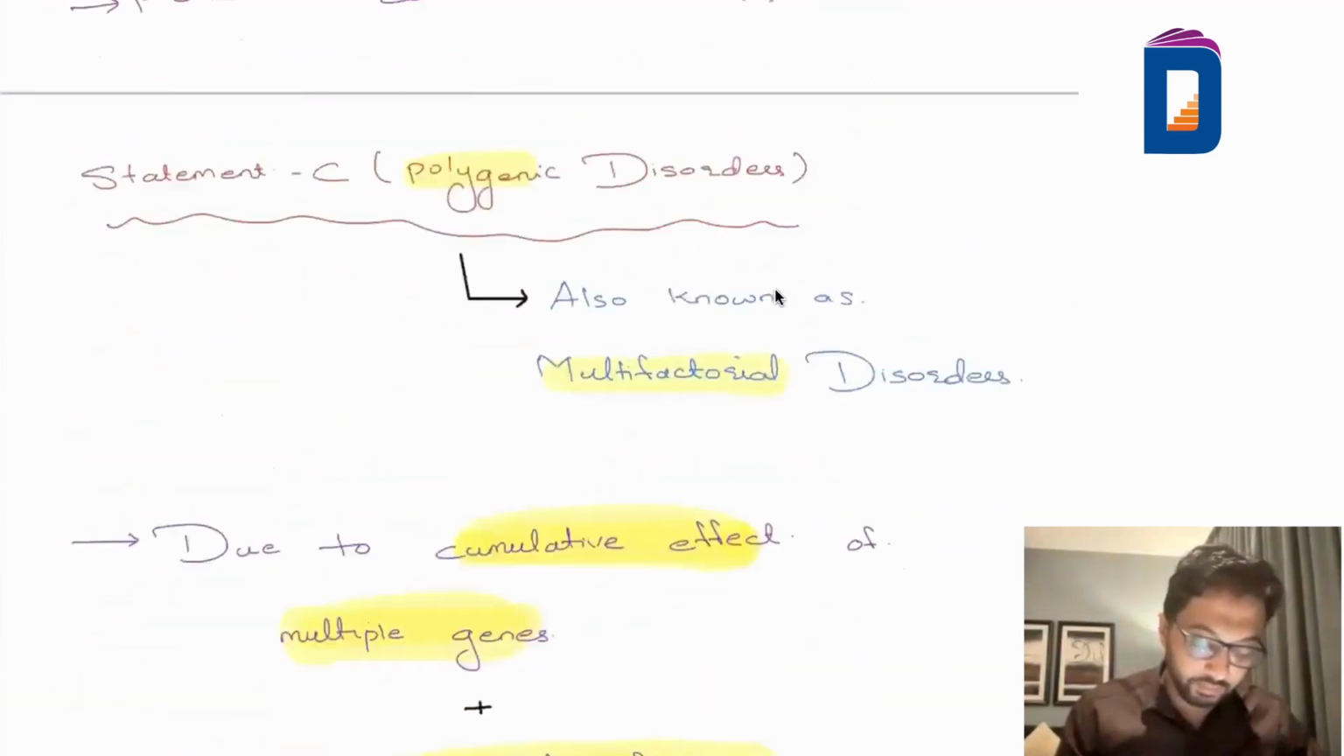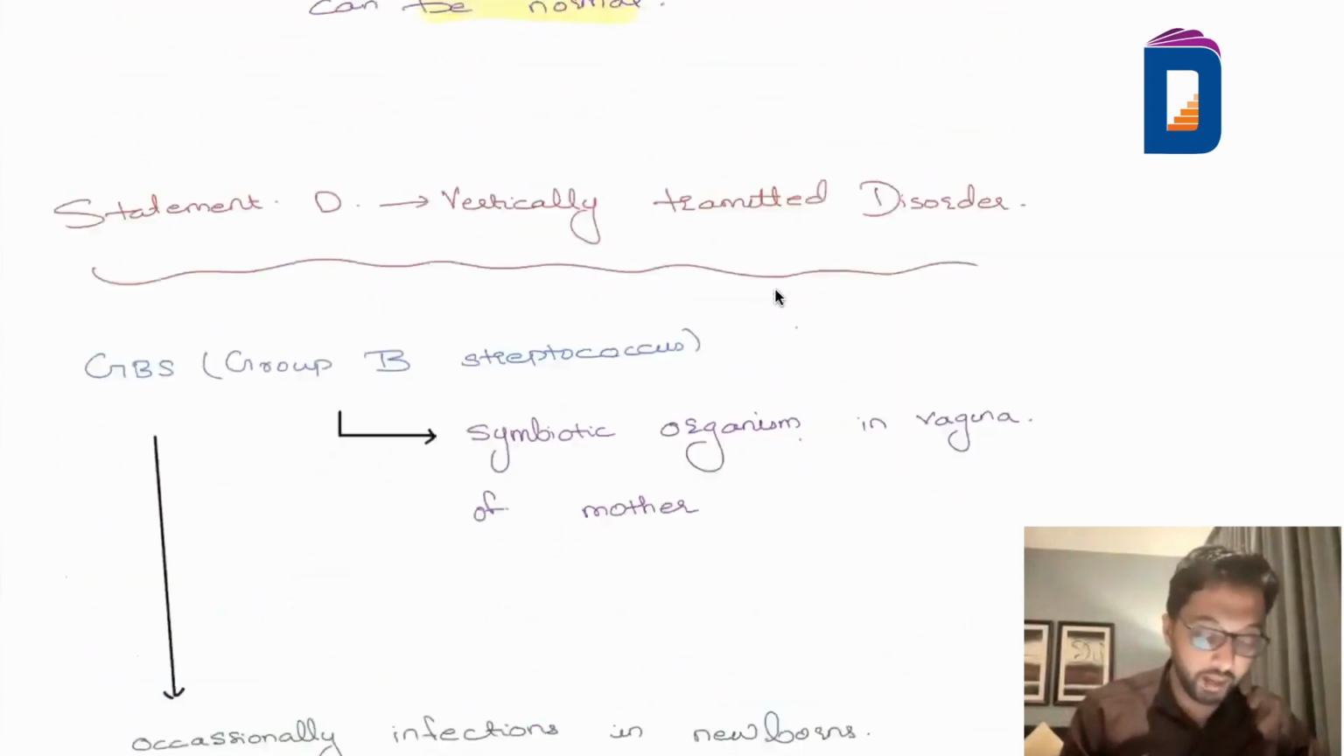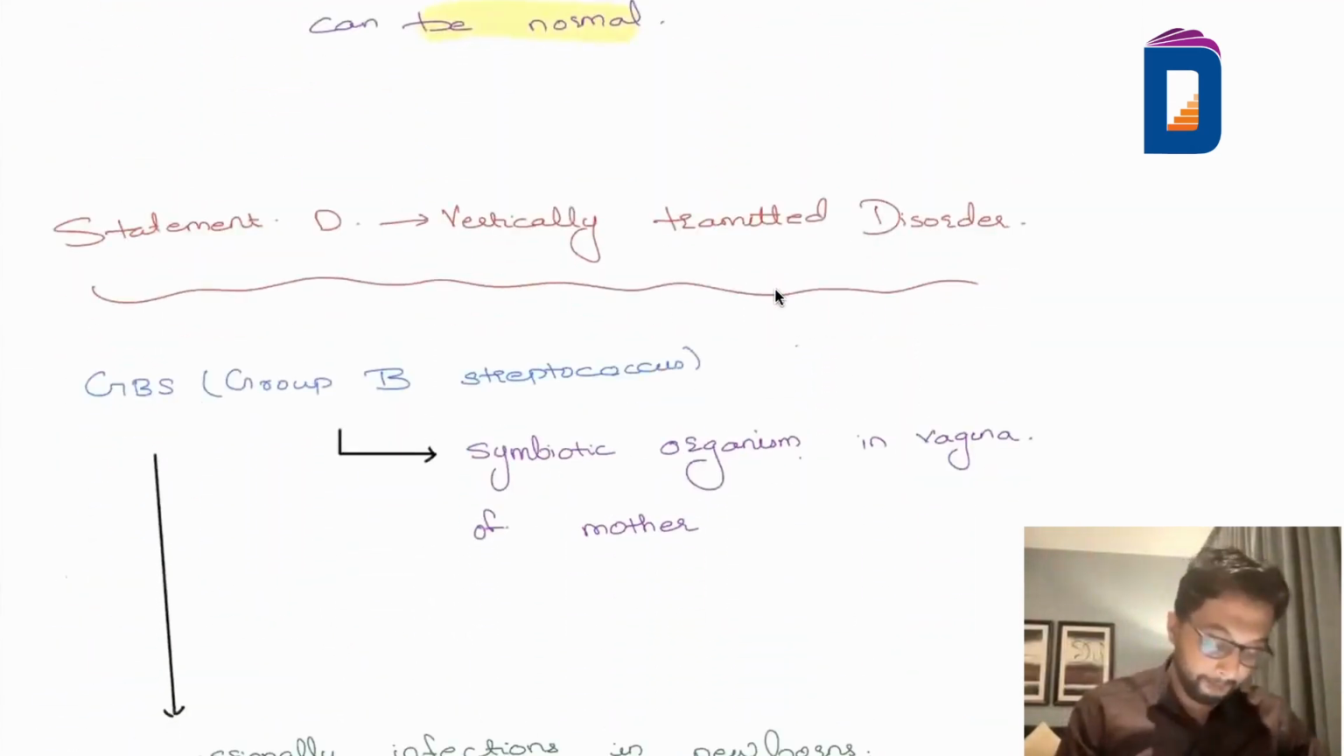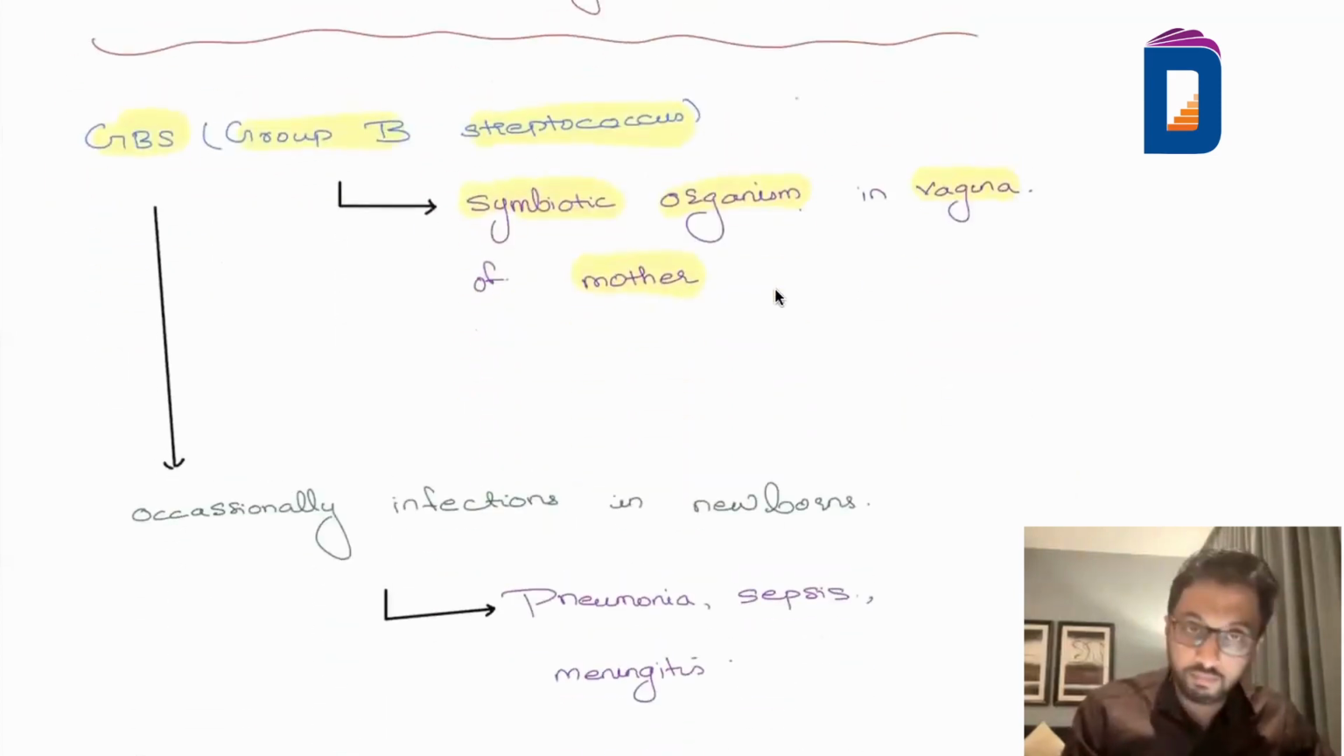Now vertically transmitted, again there's a possibility that the parent is normal. Why? There's a bacteria called GBS, that is group B streptococcus. Okay, group B, we've studied in microbiology, isn't it? Many of the group B streptococci live as a symbiotic organism in the vagina of the mother. Where it's symbiotic in the mother's vagina, it's normal, no problem.